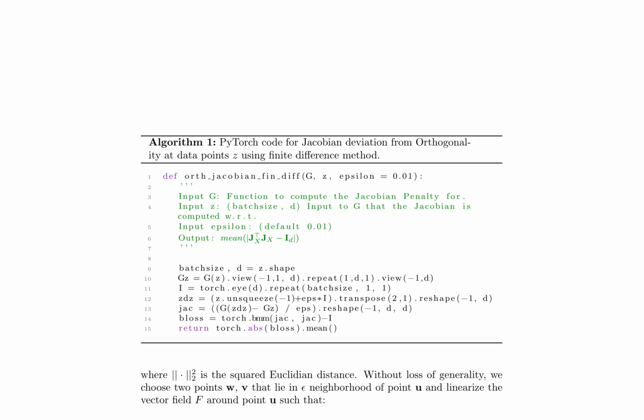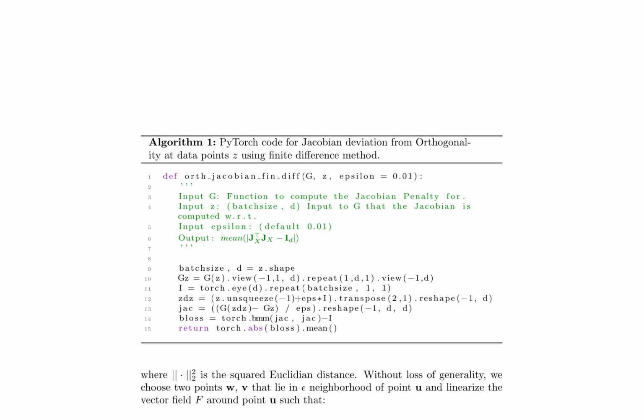The orth_Jacobian_FINDIF function computes the Jacobian deviation from orthogonality at data points z using a finite difference method. This PyTorch algorithm takes a function g, input z as a batch of data points, and an optional epsilon value for the finite difference approximation as inputs. It outputs the mean of the absolute difference between the squared Jacobian and the identity matrix, indicating the Jacobian's orthogonality.